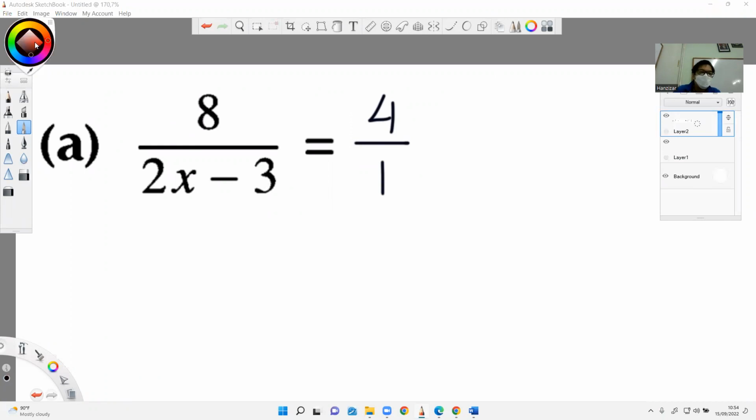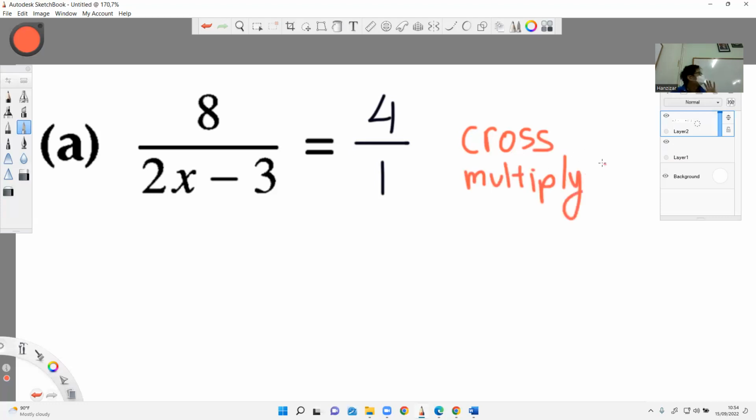Then what to do? You do the new part, new rules. Cross multiply. You multiply cross. What does it mean? Look. 8 times 1? 4 times 2x minus 3. Have you been taught this before? Has anyone learned cross multiply? Not yet? Never yet. Cross multiply. Look at the first rule of cross multiply.